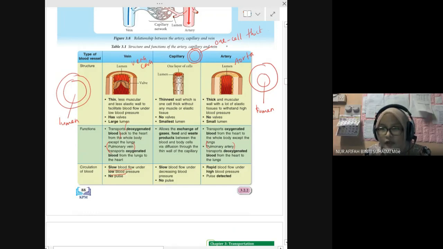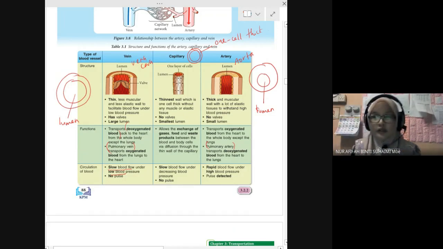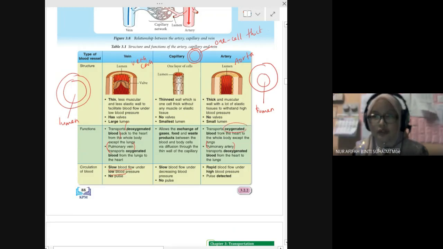Okay, for artery, this artery we refer to is the aorta. It has a thick and muscular wall with a lot of elastic tissue to withstand the high blood pressure. And it has a small lumen, and the function is to transport oxygenated blood from the heart to the whole body.